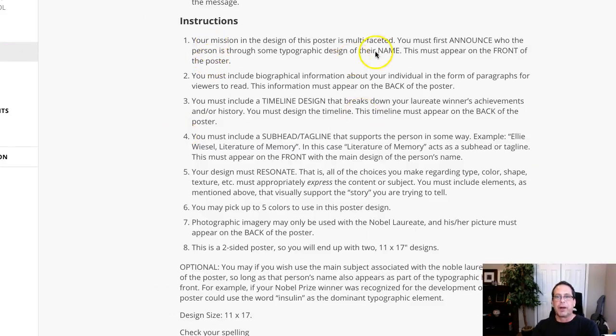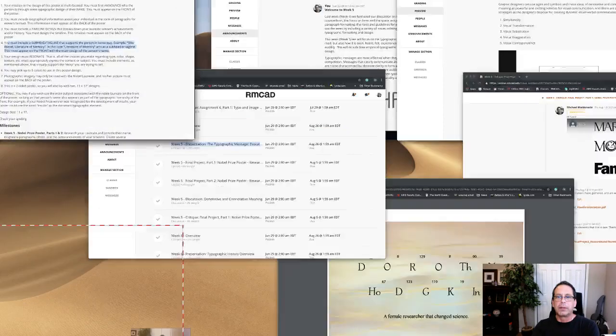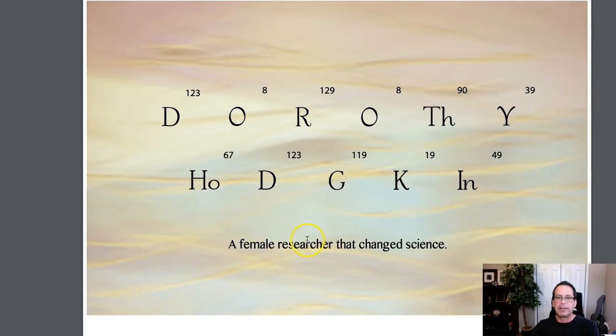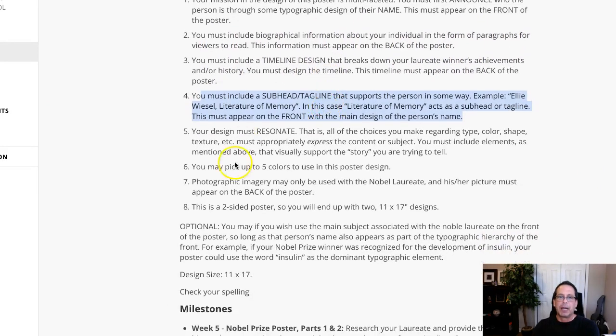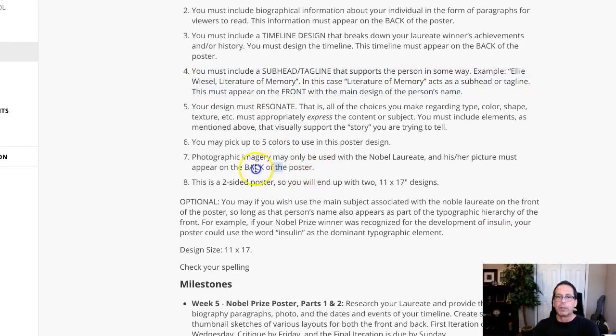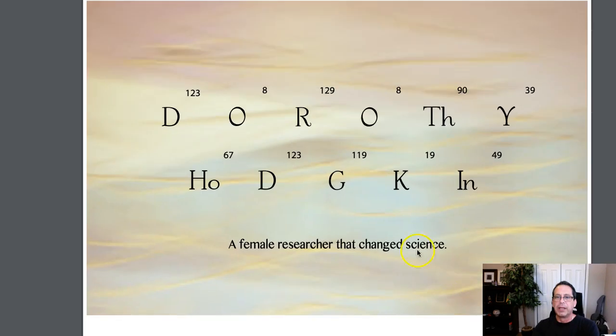What do we have? On the front of the poster, we need the laureate's name and some sort of tagline. Now, you have that. You've got the name and the tagline. The bio information appears on the back of the poster, as does the timeline. Photographic imagery: only the bio image is allowed, and that's the only photographic imagery allowed, and it goes on the back of the poster. So this image wouldn't be allowed.